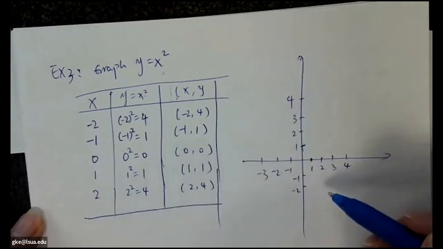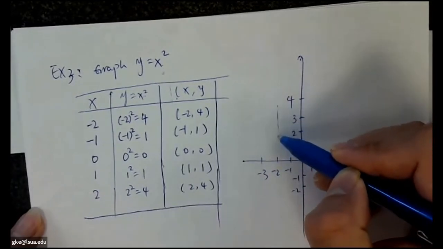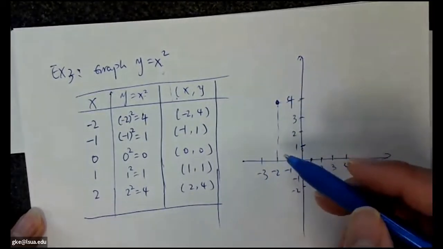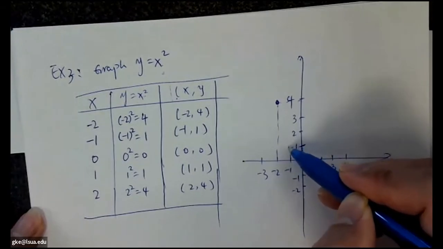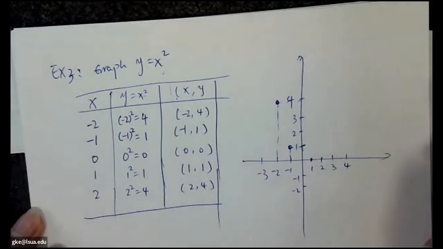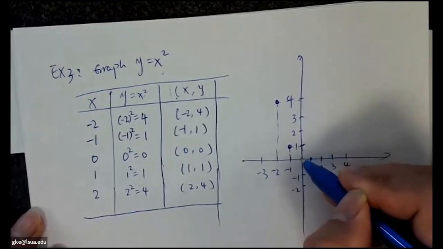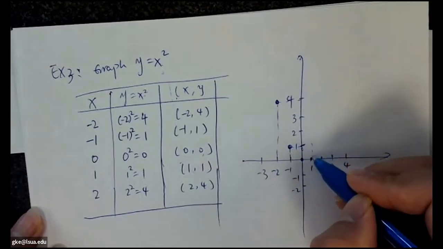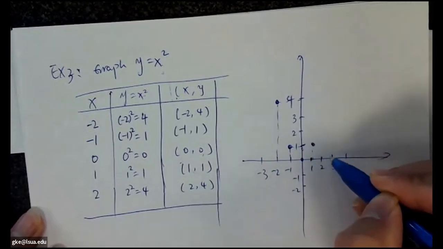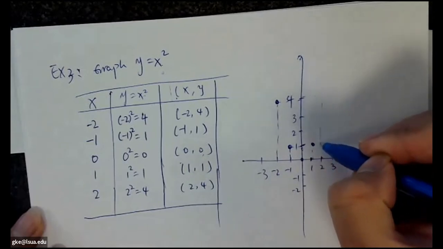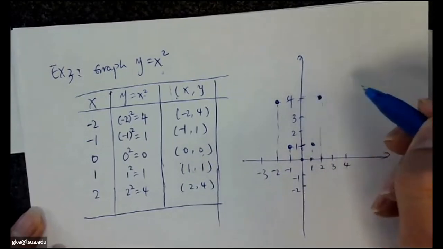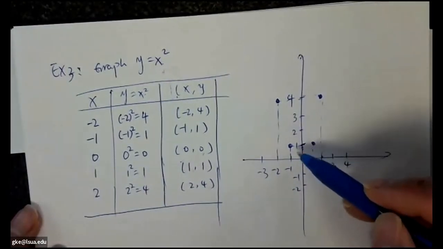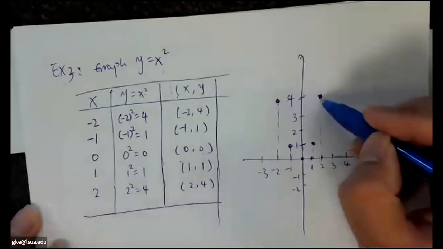So the first point is (-2, 4) is here. The second point is (-1, 1) is here. The third point is (0, 0), right? The fourth one is (1, 1). The fifth point is (2, 4). Okay. And then you can connect these 5 points. 1, 2, 3, 4, 5. Right? 5 points.